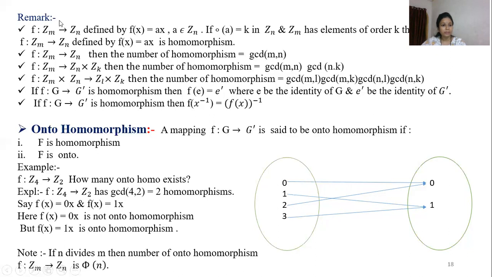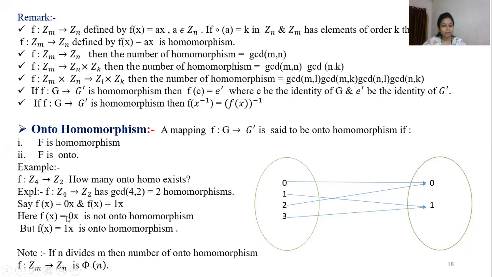With this second remark, the number of homomorphisms is GCD of m, n. GCD of 4, 2 is 2, which means there are two homomorphisms. They are 0x and 1x. That is, f of x is 0 into x, and f of x is 1 into x. Check whether this 0x is onto or not. This is not onto because each and every element of the domain Z4 maps to 0 only. 1 belongs to Z2 but 1 has no preimage. Therefore, this 0x is not onto.